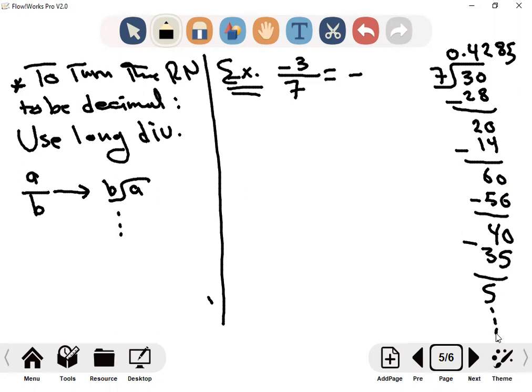Now, some of the fractions won't end. Some of the fractions, the division won't end. You will keep going down. Now, if you have something like this, until where will you stop? Normally, after 3 digits, we can round. We can make rounding, okay?